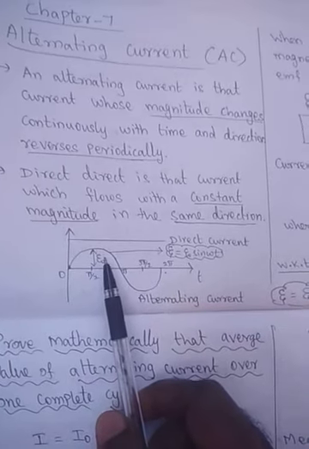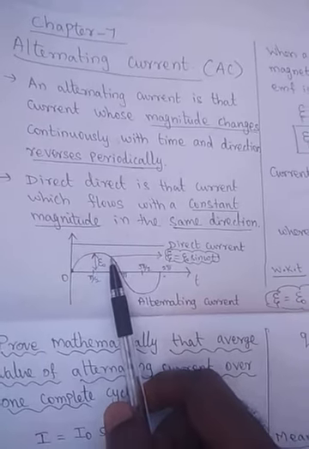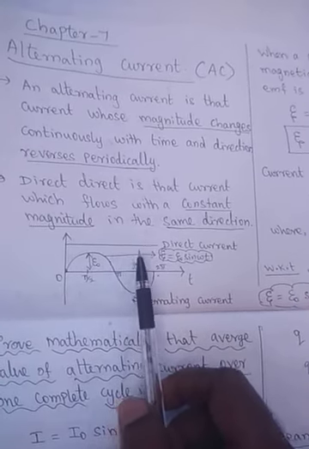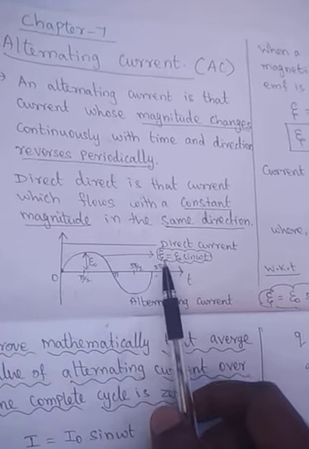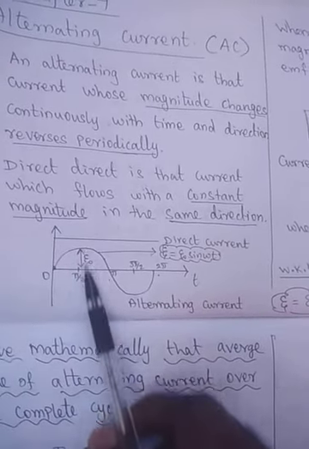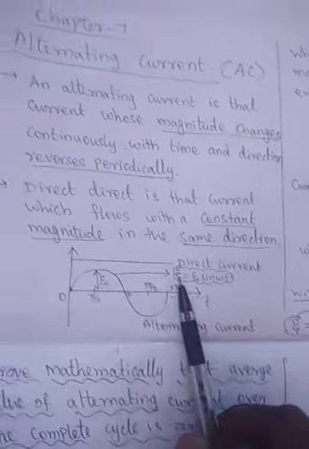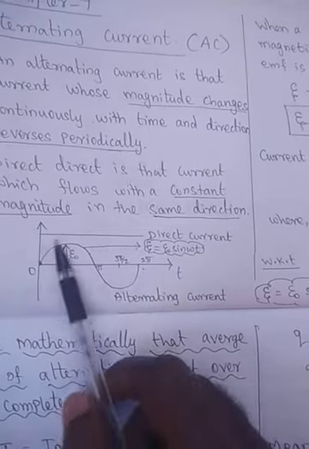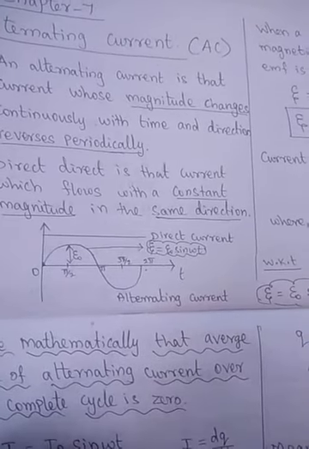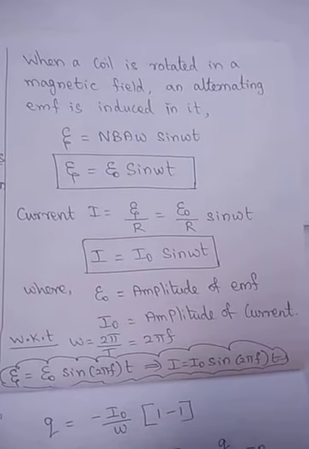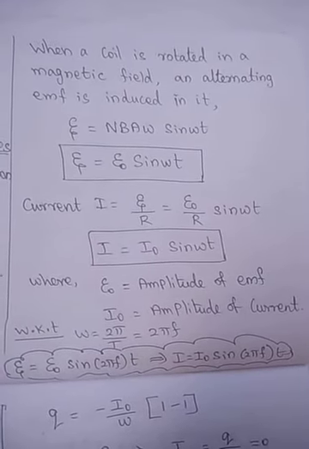In the previous chapter we studied the motional EMF, the change in magnetic flux, and the orientation of B and A, and we calculated that the EMF formula is E equals E naught sine omega t. This E naught is the amplitude of this alternating EMF, or alternating current. So E equals E naught sin omega t is the wave equation for this alternating EMF or alternating current. Now we will see that when a coil is rotated in a magnetic field, an alternating EMF is induced in it. This formula we studied in the last chapter.